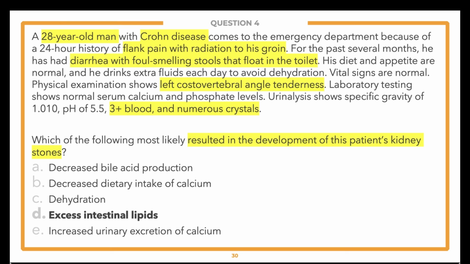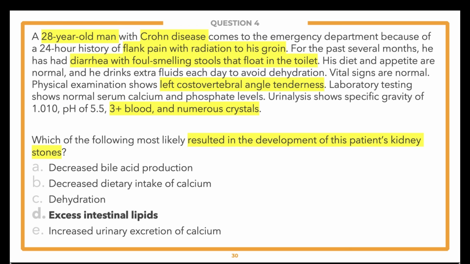So fat floats. This is steatorrhea. This is a patient who's having malabsorption from Crohn's, which is leading to fat loss in the stool. Now, having fat in your stool or intestinal lipids, excess intestinal lipids, why would that cause kidney stones? Well, this is a very high yield concept to understand.